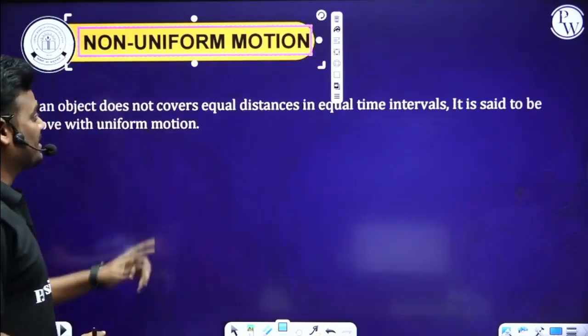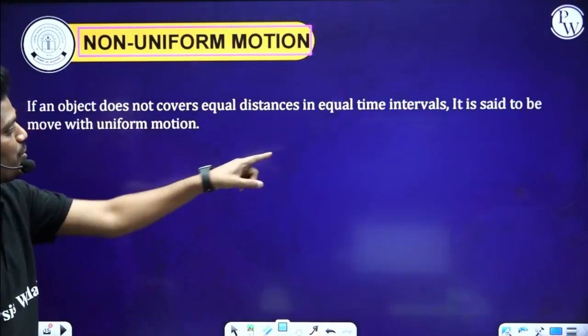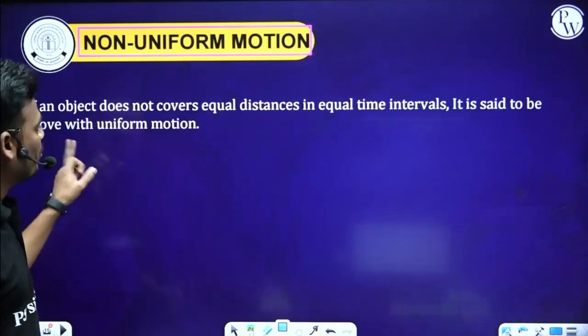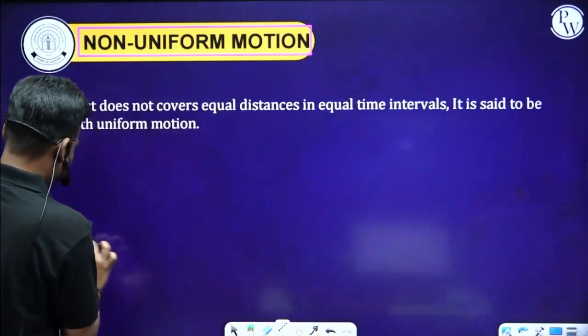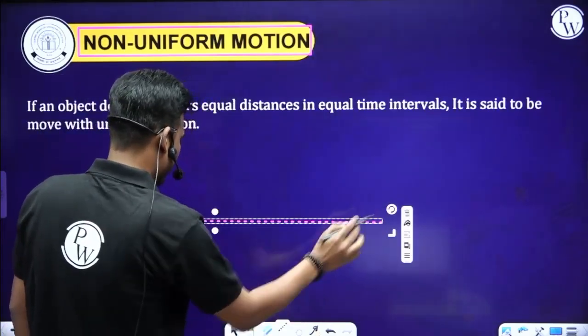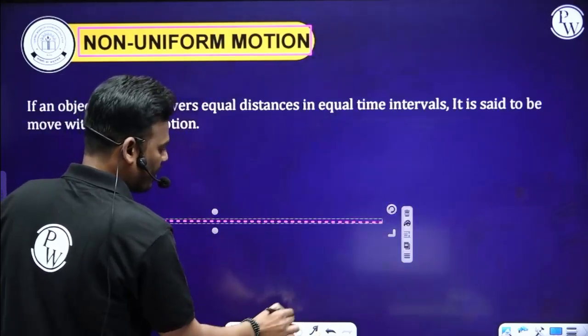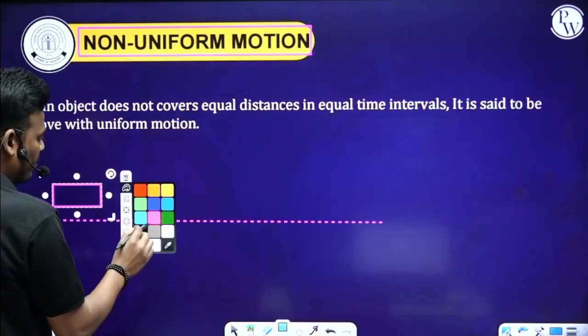If an object does not cover equal distances in equal time intervals, it is said to move with a non-uniform motion. Example, sir, example, let's consider again one road, okay, one road and our vehicle. Let's consider one vehicle.